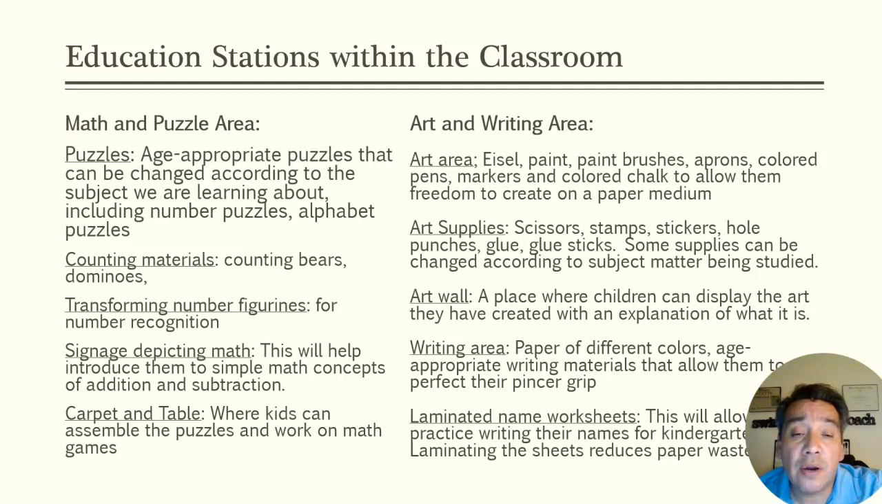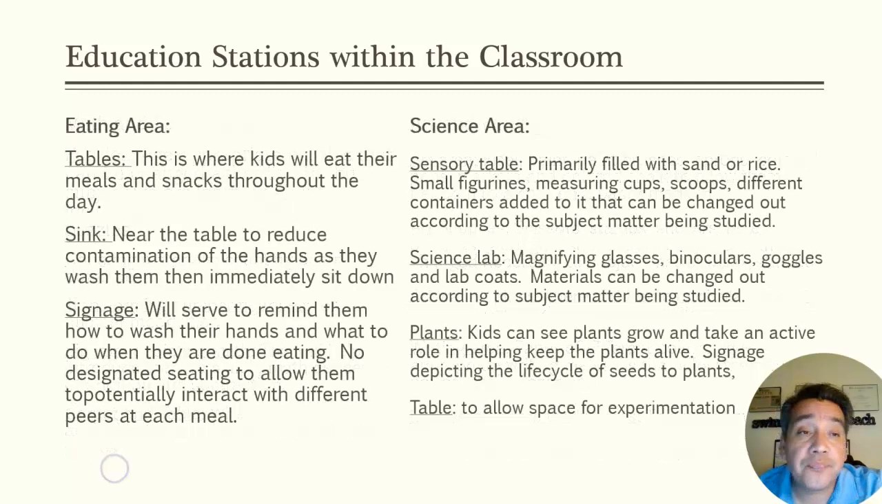In our writing area, we have different size pens and crayons that they can use to perfect their pincher techniques. We also have their names laminated in different stages of writing, so that as they master one level, we switch that out for another version of their name that adds a little more challenge to the writing structure. At times we also give these laminated sheets to the family so they can take them home and practice at home as well.